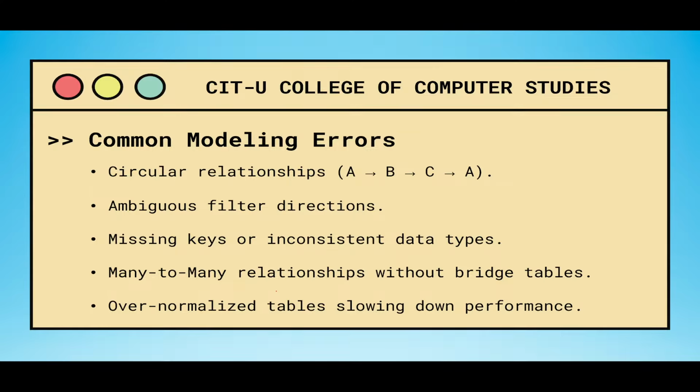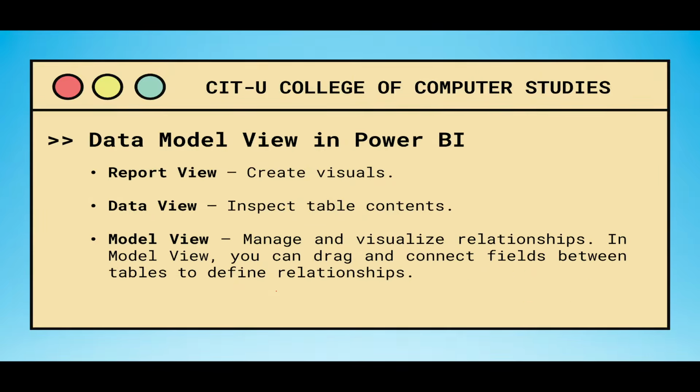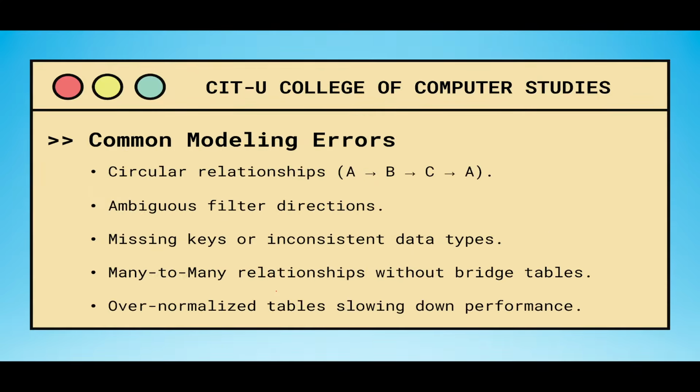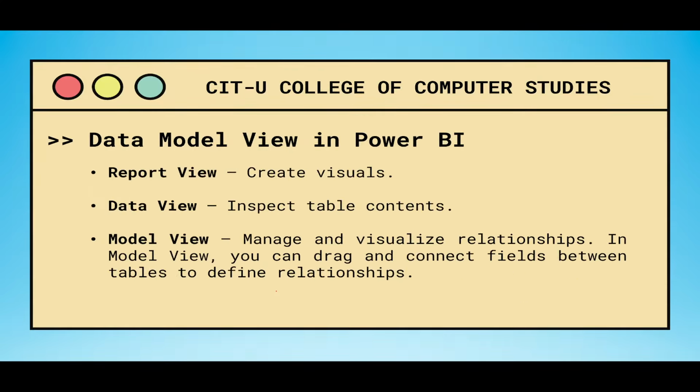So when we say over normalized, for example in one to one, if we can actually integrate it into one to many, so just integrate it to one to many. So yeah, those are the common modeling errors. For the data model view in Power BI, we have 3.